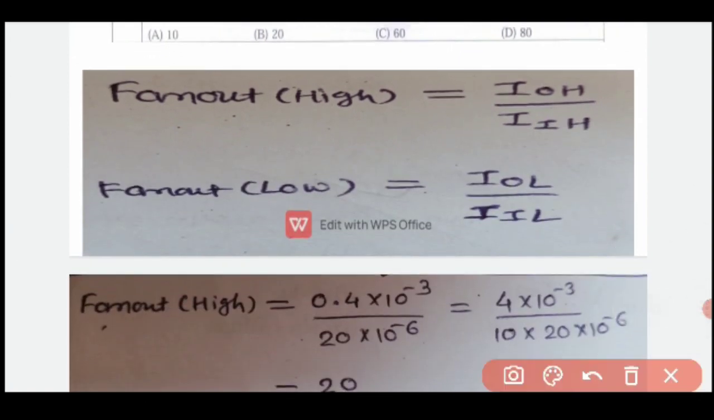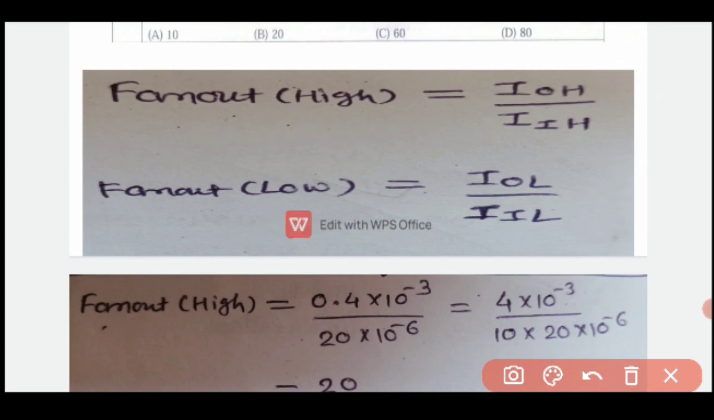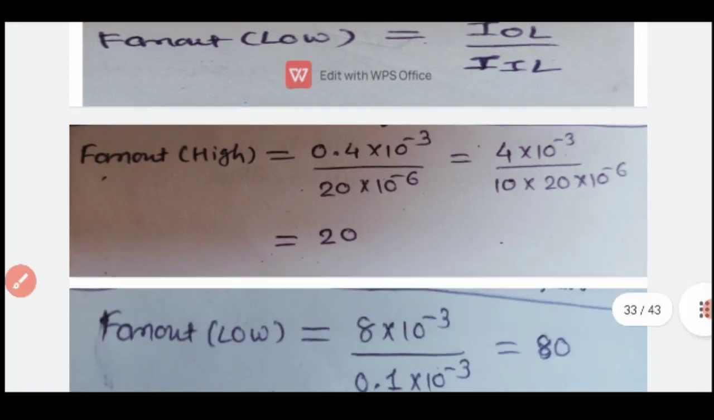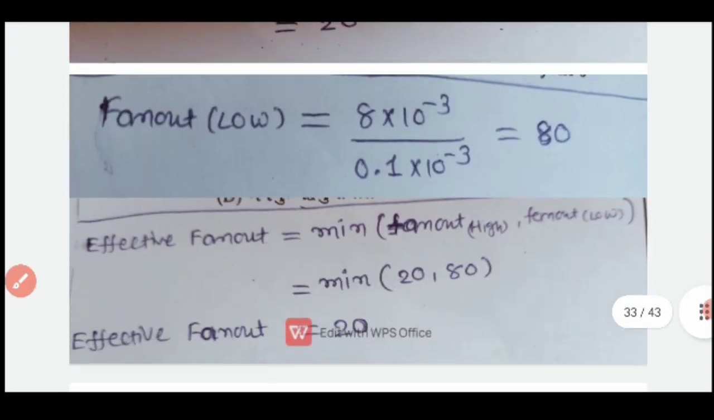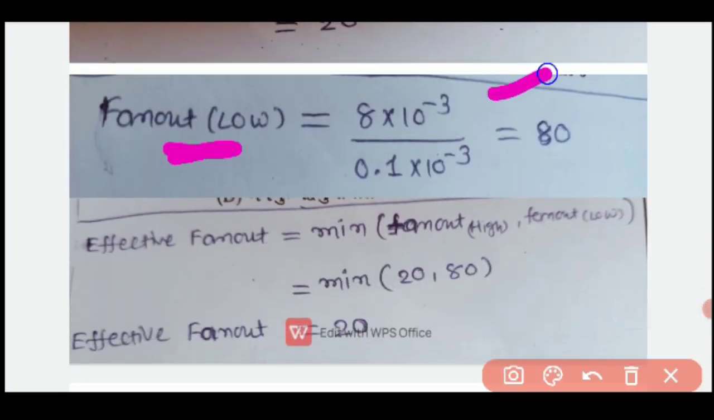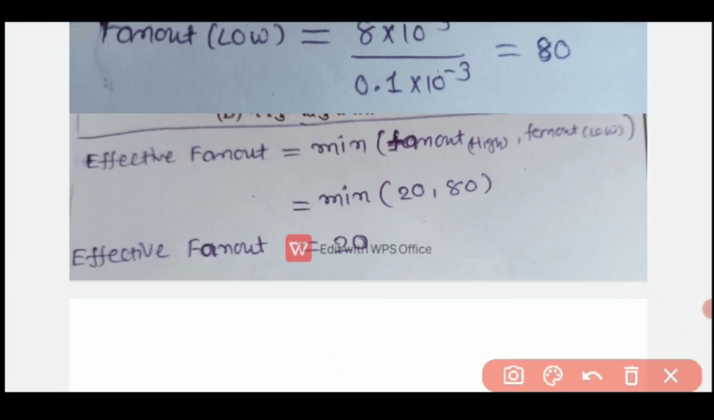The formula of fan out high is equal to IOH upon IIH. The formula of fan out low is IOL upon IIL. Now put the values in both equations. Then we get fan out high equal to 0.4 into 10 raised to minus 3 upon 20 into 10 raised to minus 6, which is 20, and fan out low equal to 8 into 10 raised to minus 3 upon 0.1 into 10 raised to minus 3, which is 80. Now the effective fan out is equal to the minimum of fan out high and fan out low. The minimum of 20 and 80 is 20. Then the answer is effective fan out is 20.